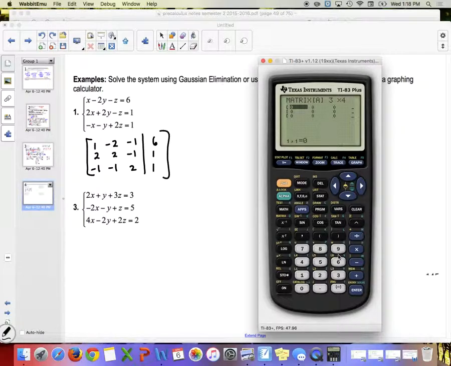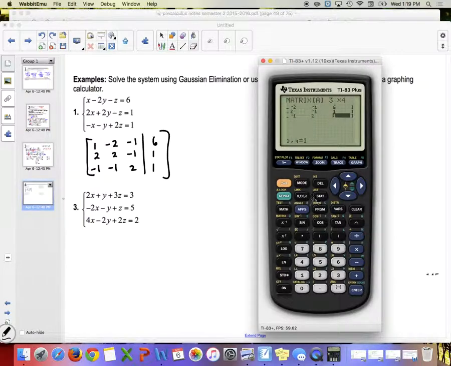And if you put the 3 by 4 in correctly, it's going to look like a 3 by 4 matrix. Like there's going to be spots for all of those. And then you can just quickly put in the numbers. So you can do 1, enter, -2, enter, -1, enter, 6, enter. And then it goes to the second row. 2, enter, 2, enter. And just keep putting those numbers in. All right, do we all have it all filled in?